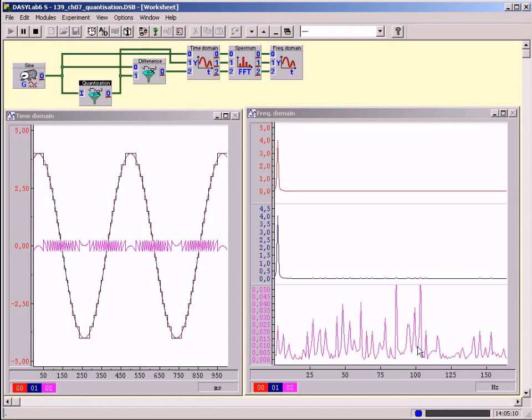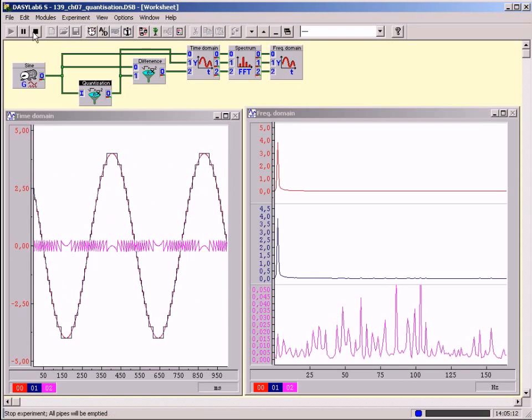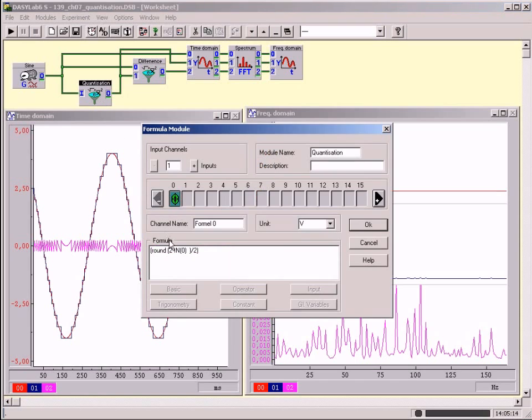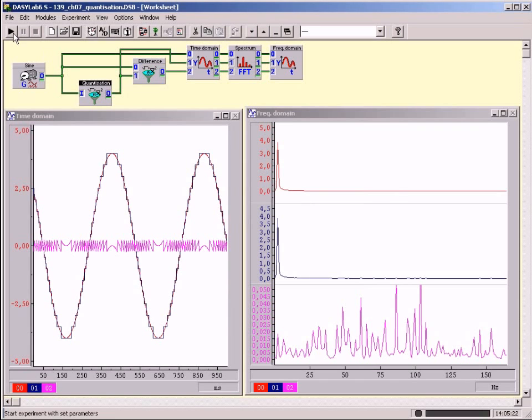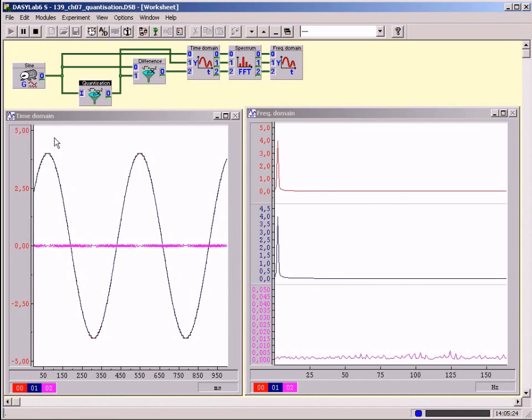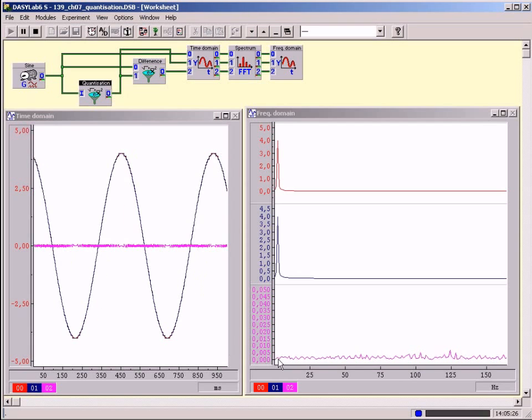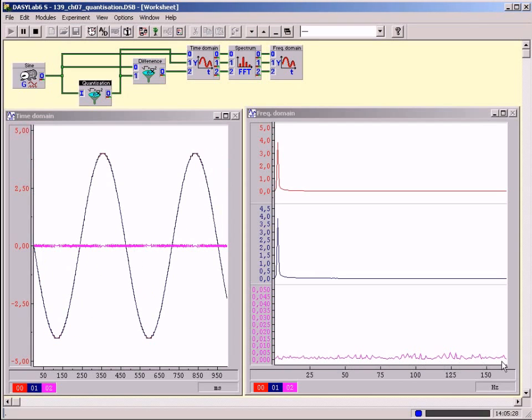In order to keep this difference as small as possible, so that this quantization noise is inaudible, the step curve must be made smaller until there is no visible or audible difference between the two signals, as for example in hi-fi technology.